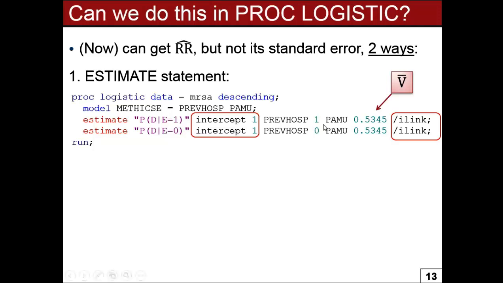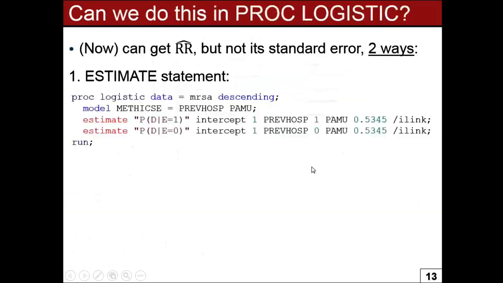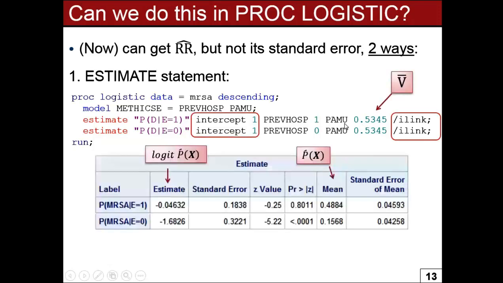This says, I don't want logit. I want it to basically compute 1 over 1 plus e to the minus blah. I want you to compute that function on the result. So this says, give me 1 over 1 plus e to the minus, this times 1, this times 1, this times 0.5345. Okay, you do that, and SAS gives you this little table of output.